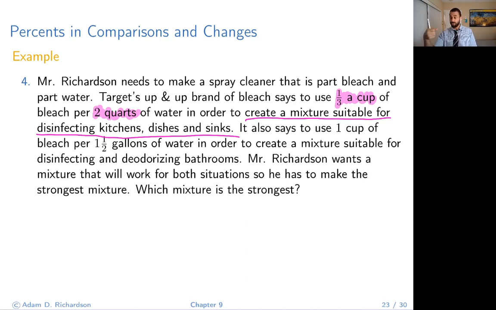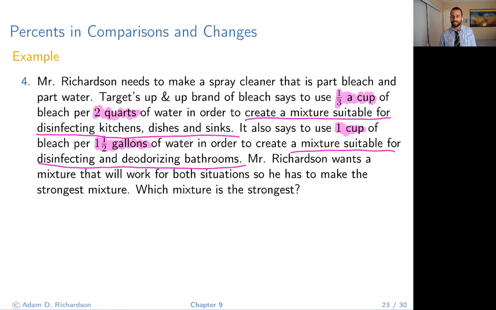Now, this is the actual jug. If you go to Target and look at their generic jug of bleach, it'll have these on the back, right? So it also says to use 1 cup of bleach per 1.5 gallons of water if you want to create a mixture suitable for disinfecting and deodorizing bathrooms. Well, I needed to do both, right? I need to disinfect my bathroom and my kitchen and everything. COVID-19 everywhere. We got to be clean, right?